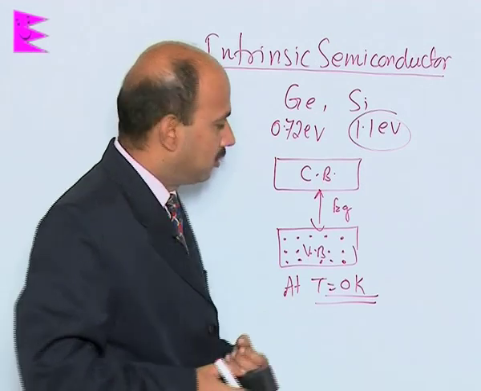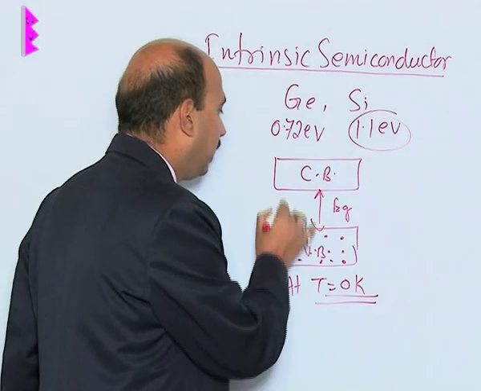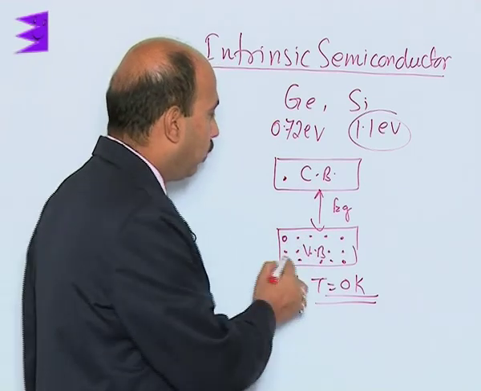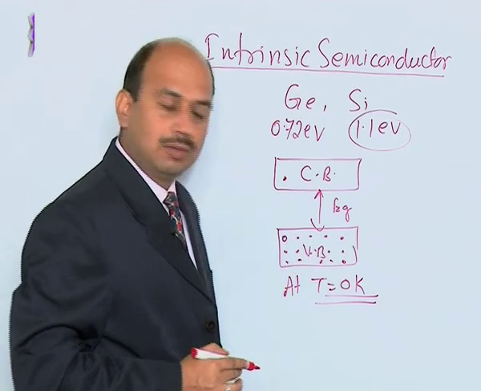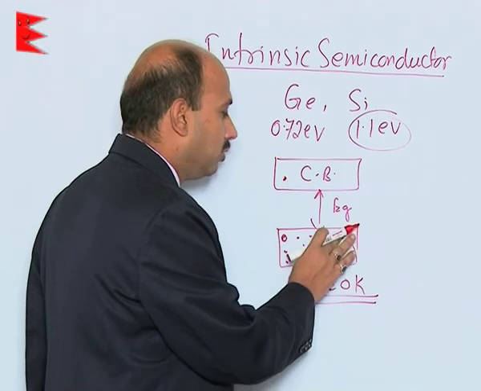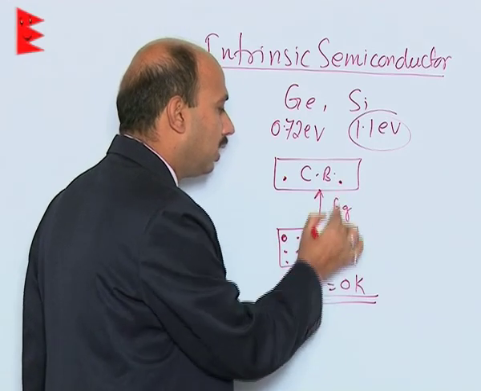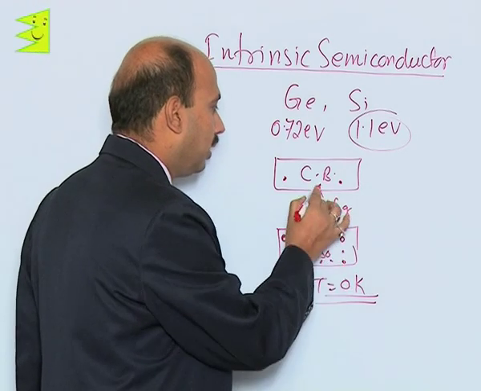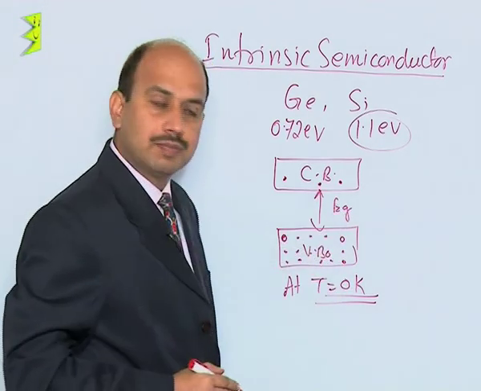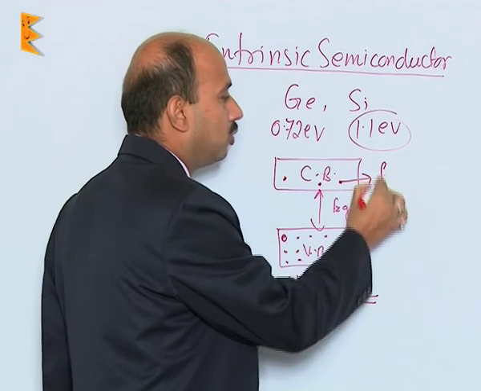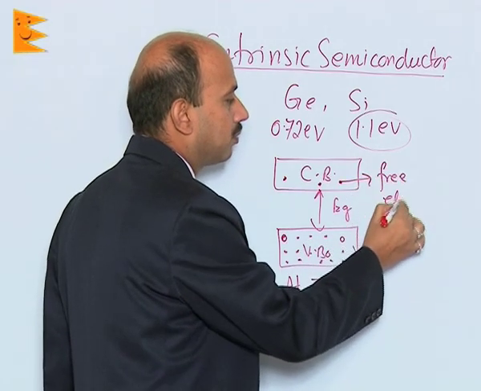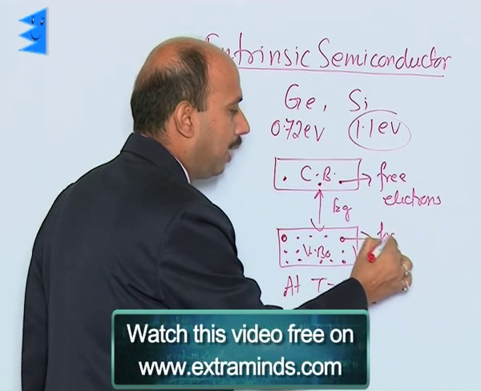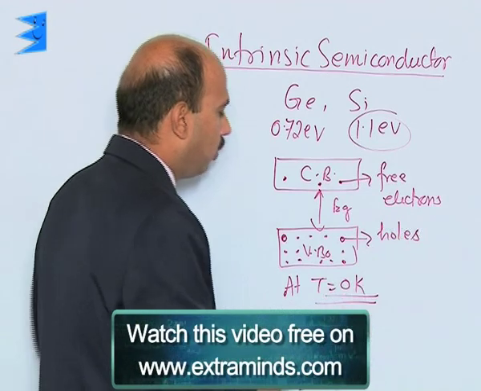As you give some energy, these electrons jump from here to here and an empty space is formed here. So, when one electron goes from the valence band to the conduction band, one empty space is created. Similarly, when another electron goes, another empty space is created. These are called free electrons, and these empty spaces are called holes.